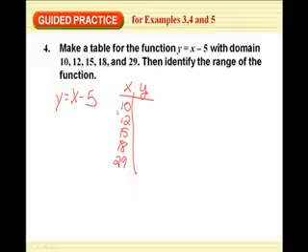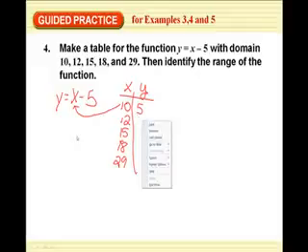Okay, so we just substitute. It says identify the range, so we put in this number. We want to put this 10 in right here. 10 minus 5 is 5. 12 minus 5 is 7. 15 minus 5 is 10. Did I do that right? 10 minus 5 is 5, 12, yeah, I did. 18 minus 5 is 13. 29 minus 5 is 24.